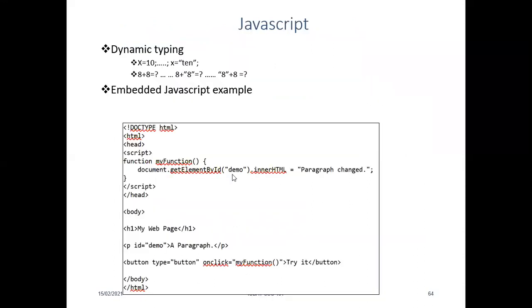So here's an example of JavaScript code. You can go through it. This is almost similar to HTML, right? We have a doctype HTML, then you have the script where we write the function of what needs to be done. Then you have the body, header. This is my web page, and so on.